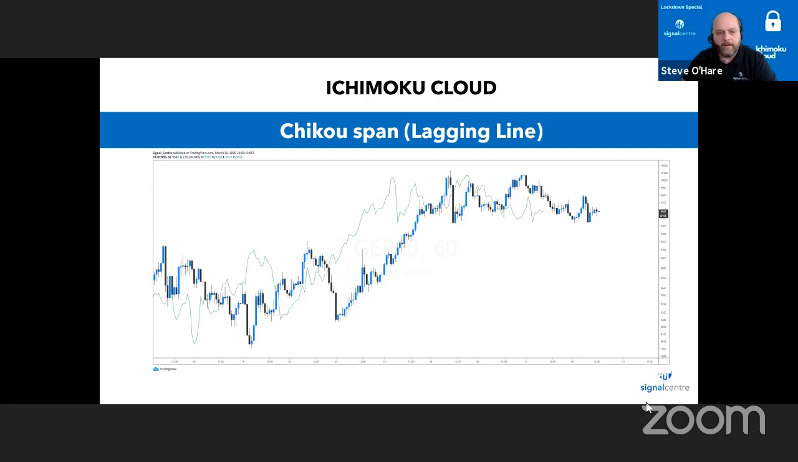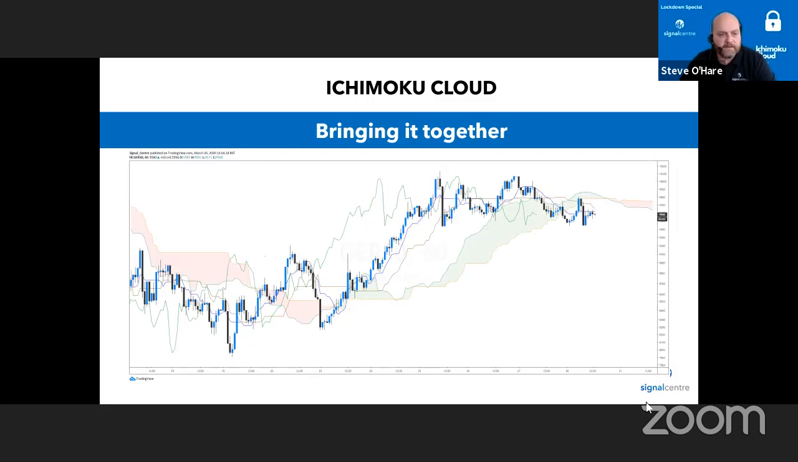So let's bring it all together. This is basically all the components, and this is what you see when you log on to a chart. Now, if you don't really know anything about the cloud, and you haven't done your homework on it, haven't read your book on it, or haven't taken a course in it, then this would probably scare a few people off. But once you break it down and look for the lines and look for the cloud and bring it all together, it all makes a lot more sense.